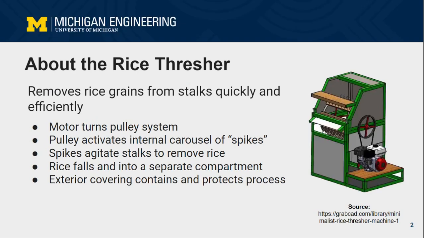We've chosen to analyze and redesign a rice thresher. Its main purpose is to remove rice grains from their stalks as quickly and efficiently as possible. This is done by having a motor turning a belt and pulley system, which then activates an internal carousel that is covered in spikes, and these spikes agitate the stalks of rice to remove the small rice grains. These grains then fall into a separate compartment, which can then be removed and utilized for whatever the farmer wishes to do. This exterior covering will make sure that none of the rice grains fly out and also protects the user itself.